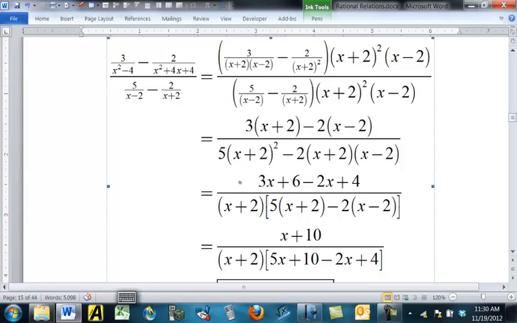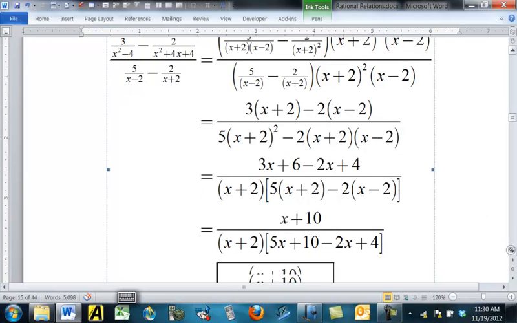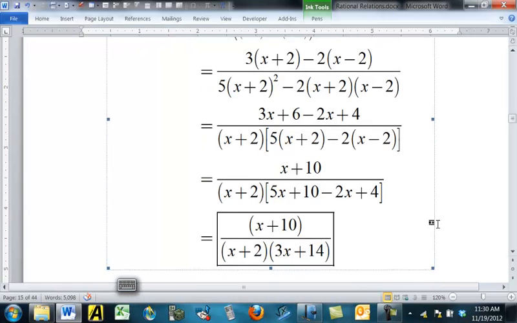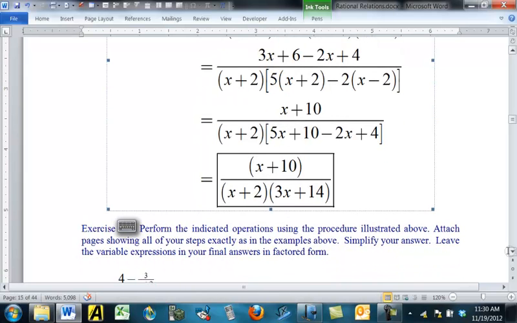So we factor out an x plus 2 and we're left with 5 times x plus 2. And here we take an x plus 2 out and we got negative 2 times x minus 2. Distribute, that's 5x plus 10 and negative 2x plus 4. 5x minus 2x is 3x, 10 plus 4 is 14. And so we get x plus 10 over x plus 2 times 3x plus 14. None of those factor anymore. No canceling going on, so there's your reduced version.